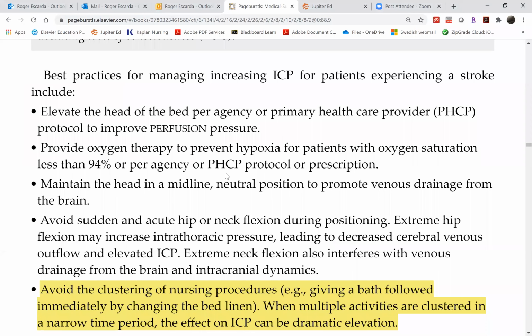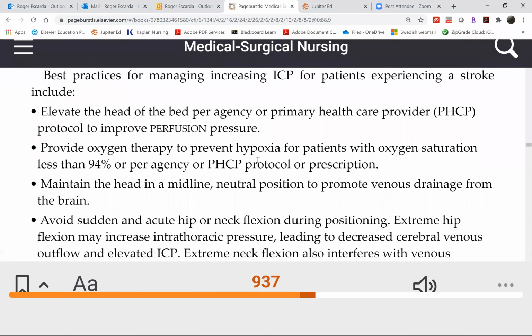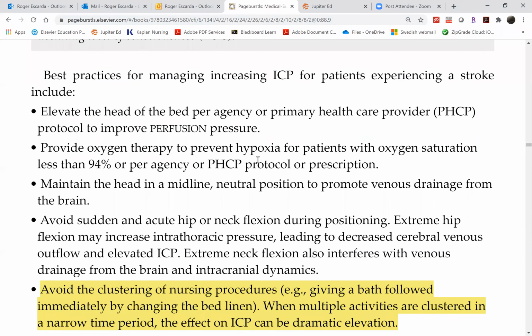interventions. So the interventions are summarized here on page 937. This is under the stroke section. These are best practices for managing increasing ICP. Although this says stroke, this will also apply in traumatic brain injury. So we talked about head of the bed elevation, which is again 30 to 45 degrees.